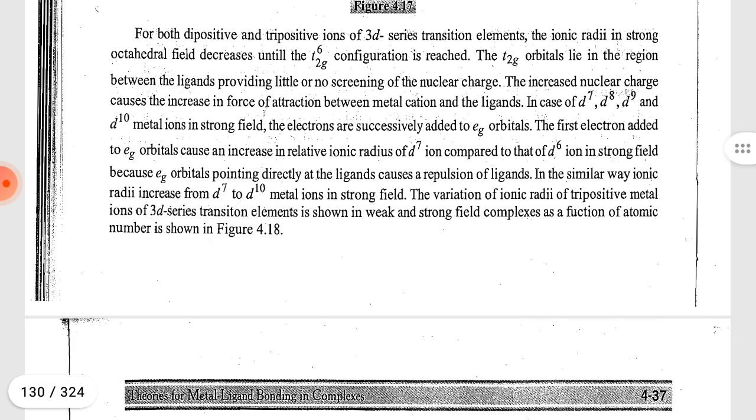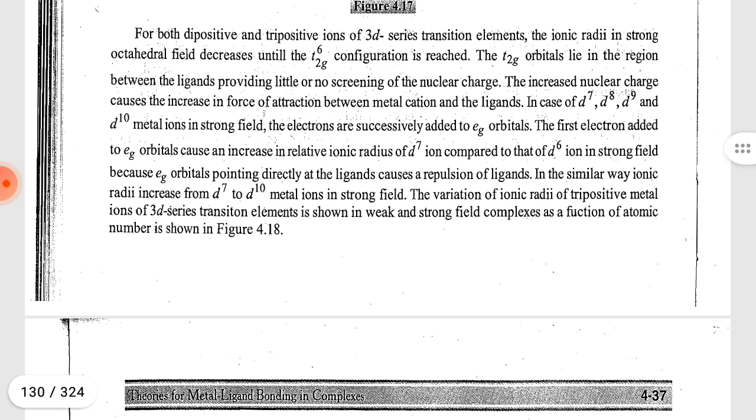For both dipositive and tripositive ions of 3D series transition elements, the ionic radii in strong octahedral field decrease until the T2G6 configuration is reached. The T2G orbitals lie in the region between the ligands, providing little or no screening of the nuclear charge. The increased nuclear charge causes the increasing force of attraction between the metal cation and the ligands.